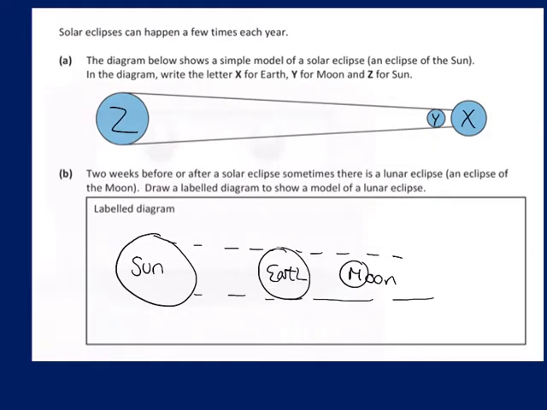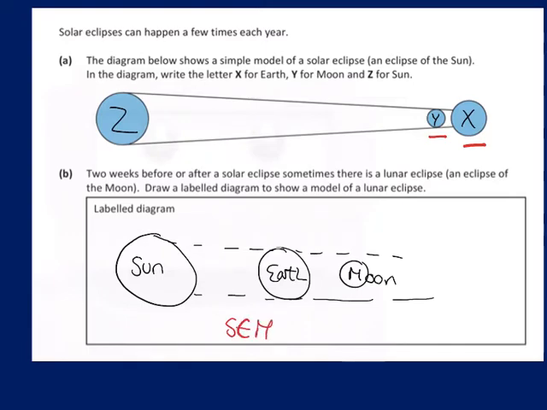For the solar eclipse, it asks you to label. So this was Z for Sun, this was Y for Moon, and X for Earth. It then asked you to draw a model of a lunar eclipse. So as long as you have the Earth between the Sun and the Moon, so that was the SEM when we did it.